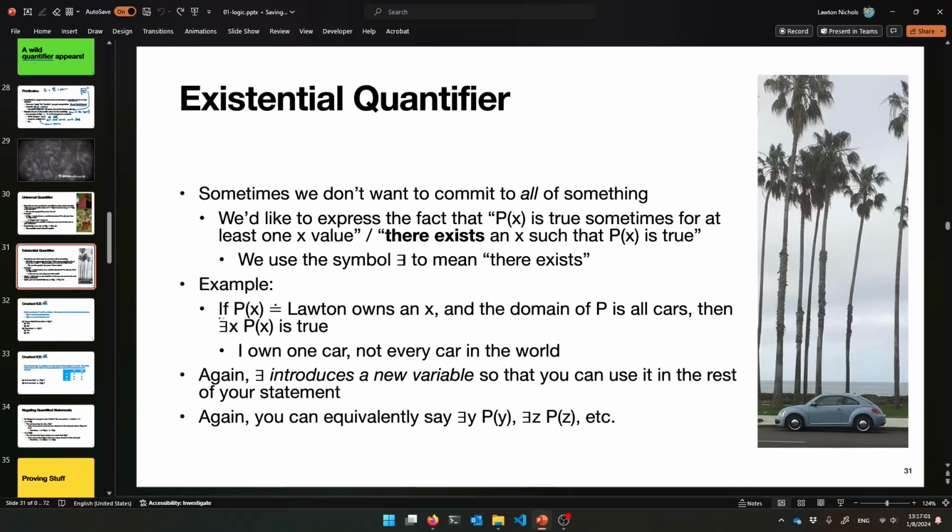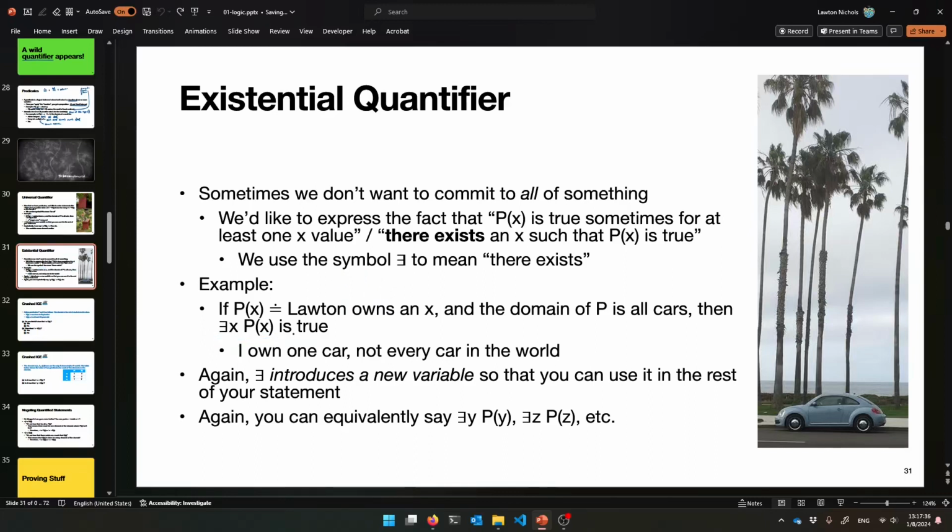So again, let's come up with an example predicate. Let's say P of x is "Lawton owns an x." Some things I own, some things I don't own, so this isn't always true. And let's say that the domain of P is all cars. I only have one car. I don't own every car in the universe. So it's not true that for all x, P of x is true. Does that make sense? I don't own every car, because that's what that would mean. But it is true that there exists an x such that P of x is true. There is some car that I own. Do you see how that's shorthand for that? That's the idea.